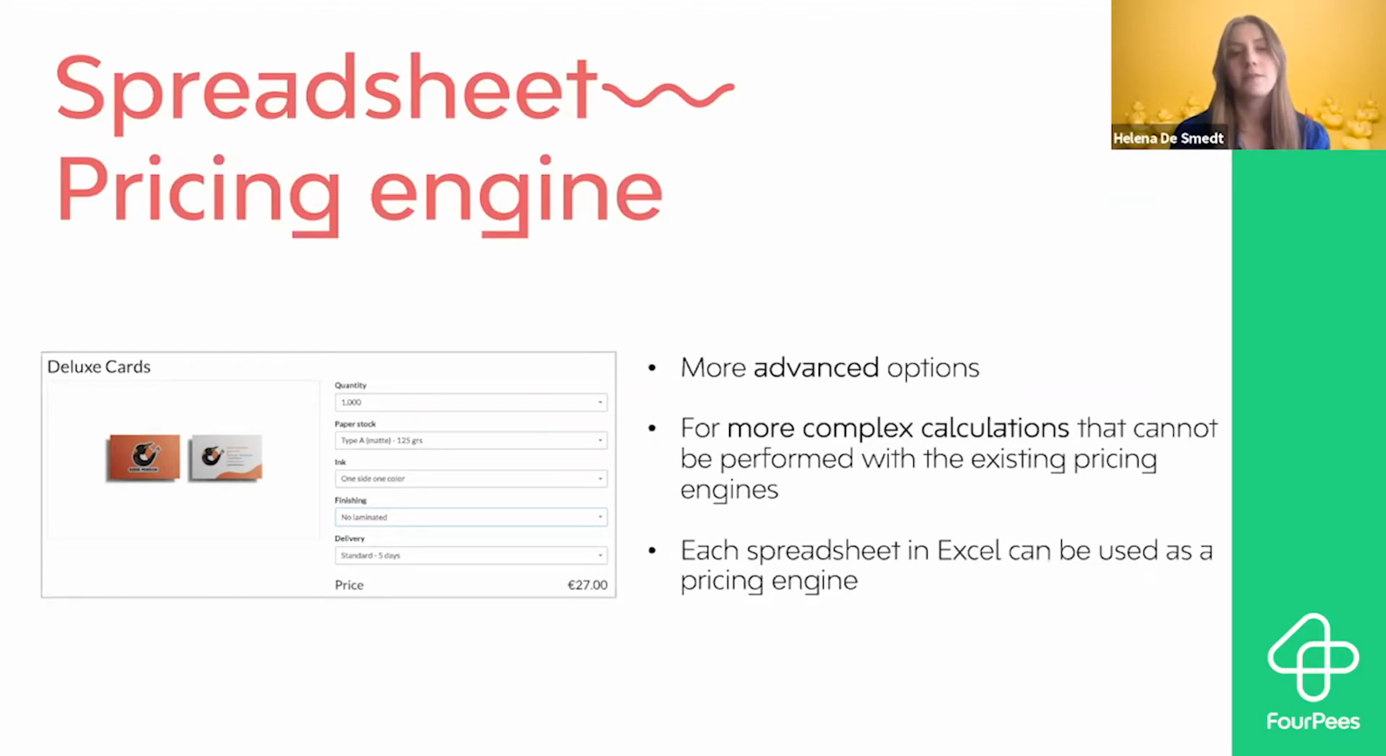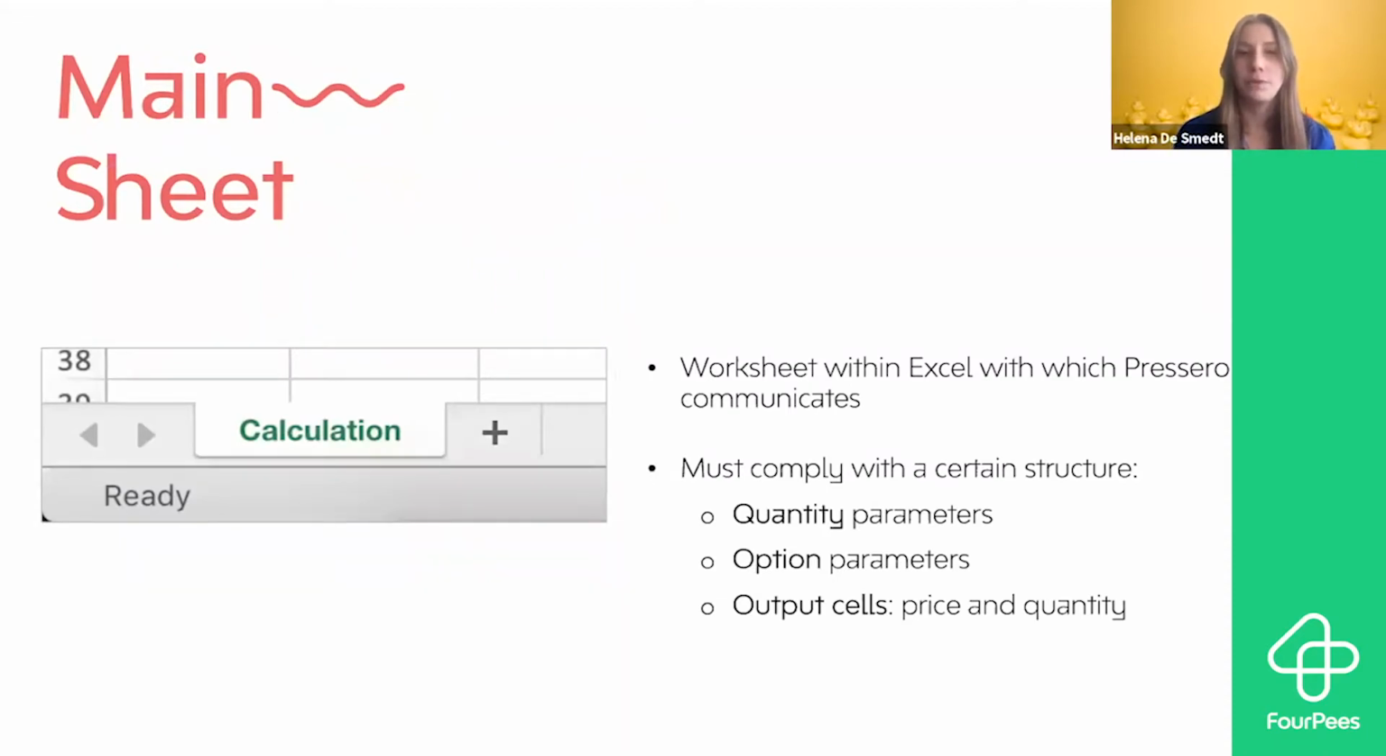And the Spreadsheets Method works with Excel. Basically, you can use any existing Excel file as a pricing engine in Pressero. How it works is with the first sheet in the Excel file, and that is the sheet that Pressero communicates with. Of course, there needs to be a certain structure in the Excel file itself, and I will explain later what exactly these parameters are. But it comes down to it that you need to create quantity parameters, option parameters, and also you need to define the output cells of the total price at the total quantity.